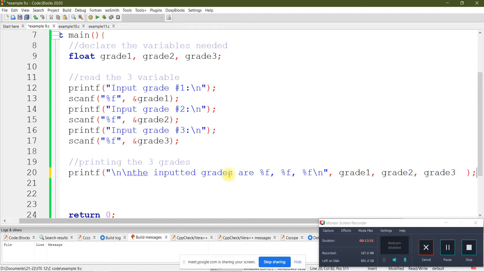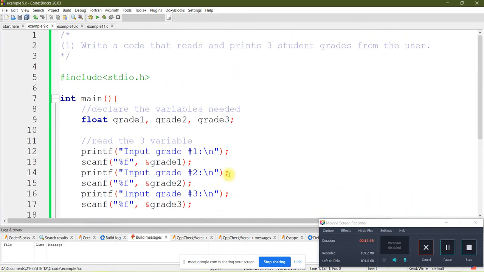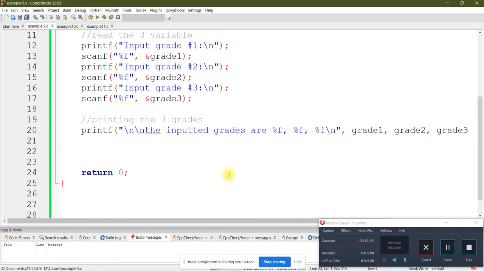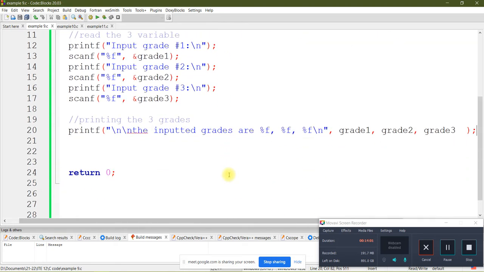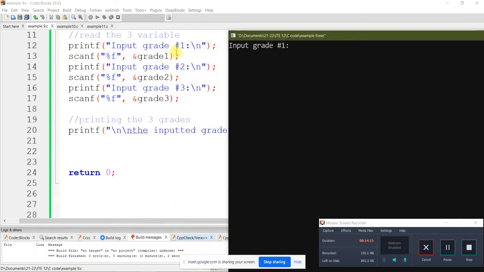So, we have here the solution for this problem. But let us check if it runs or not. Okay, let us try it. So now, we input grade 1. Basically, what happens is that when you scanf, it will not go directly to print what is below. It waits for the input first, then it prints on the next line.